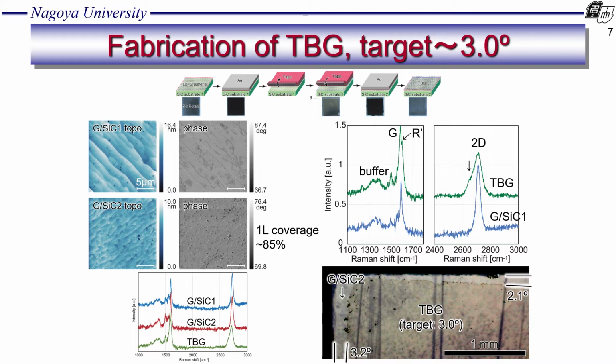The right bottom image is the optical microscope image after transfer with a strongly highlighted contrast. The bright area around the edge is monolayer graphene on silicon carbide 2, and graphene was transferred in the wide darker area. In other words, this darker area corresponds to the twisted bilayer graphene. The twist angle was 2.1 to 3.2 degrees, which was estimated from the angles between the edges of graphene and the substrate in this image. We performed ARPES measurements of this sample to investigate the electronic structure.